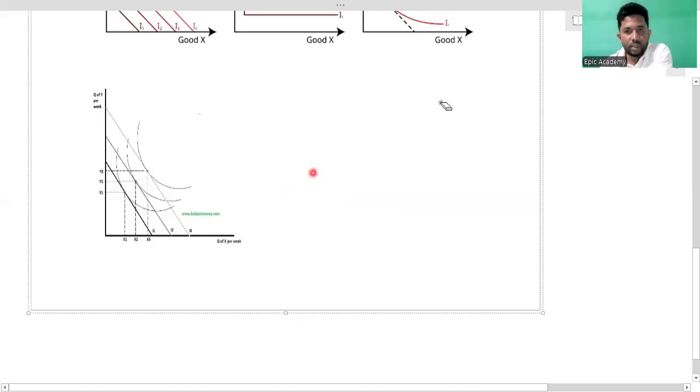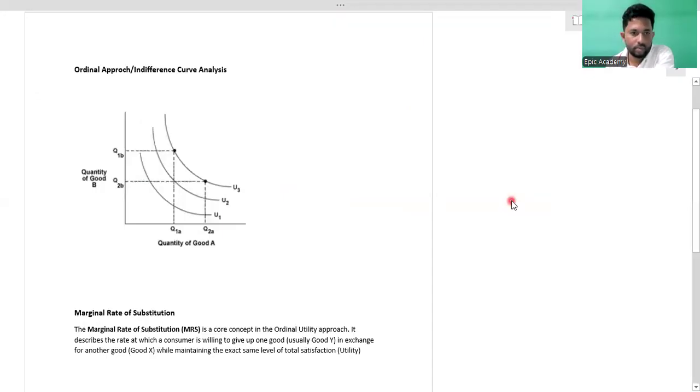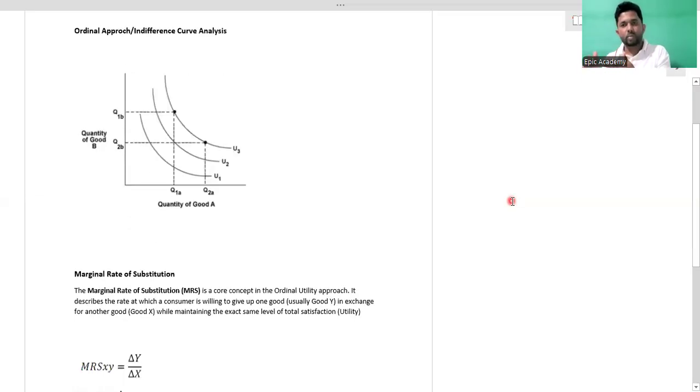In the ordinal approach, okay, we already discussed the cardinal utility. Next, you have to identify the second approach, which we call the ordinal approach. To understand consumer equilibrium, we already discussed the cardinal approach invented by Alfred Marshall. In that approach, he said that utility can be measured, so you can calculate it.